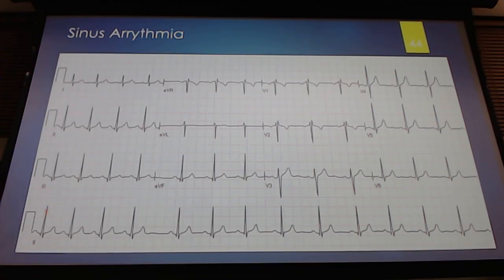If we look at the bottom rhythm strip here, okay, so this looks pretty regular, regular, regular. Does anybody see that this looks like it's a little bit further away here? Okay, and then it looks like we go back.